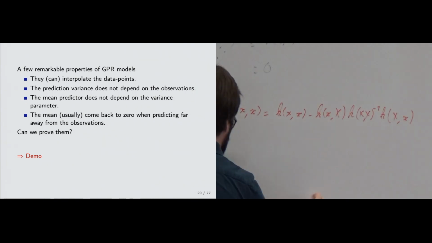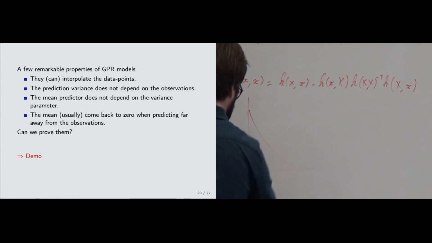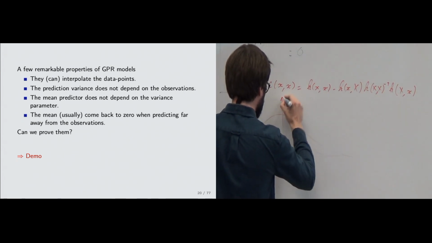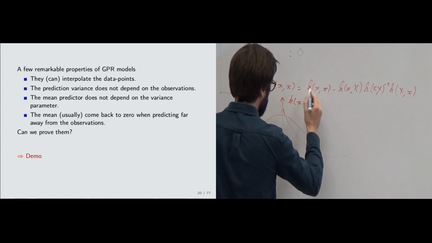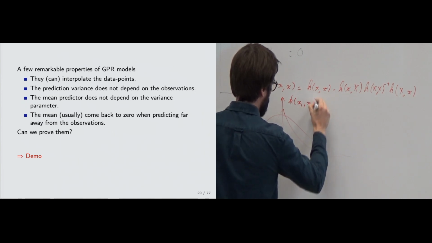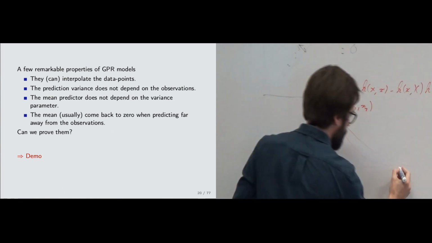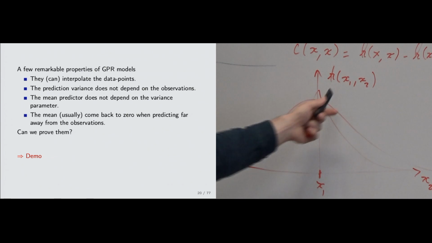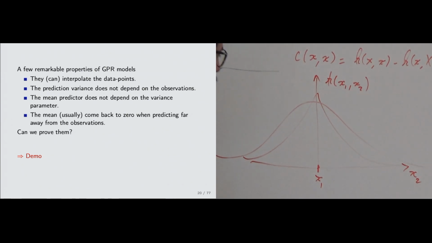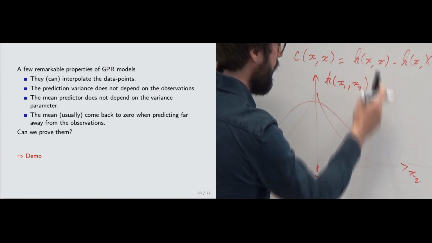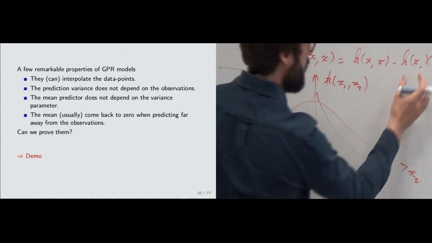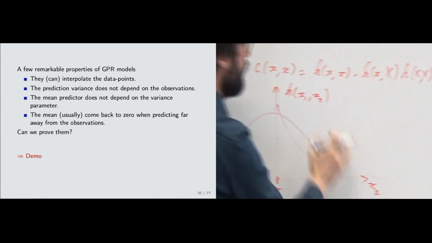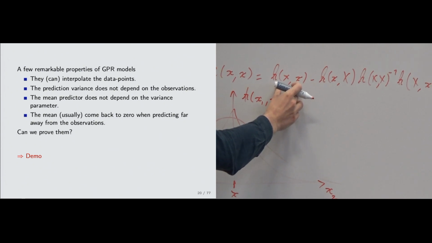So if the kernel is something like that, or if it is something like that, here I'm putting k of x1, x2, I fix x1 to this value, and I represent this for a given x1 as a function of x2. If these 2 points are far away, this quantity tends towards 0. So if the prediction point is far away from the observations, then this is going to tend towards 0, and we're just left with this bit, right?